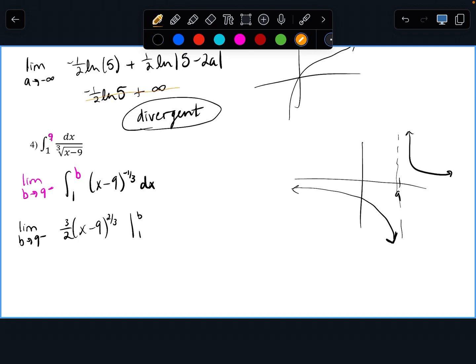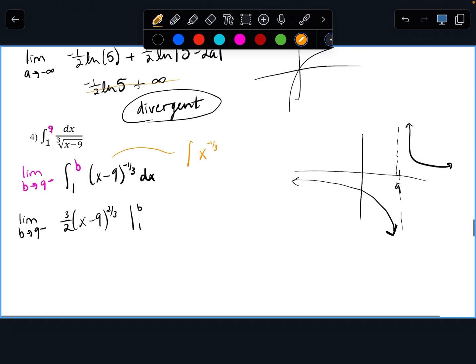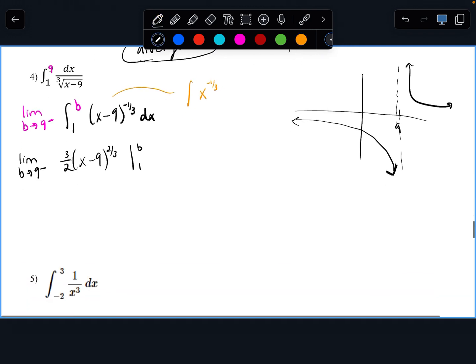Maybe I'll write a little note. It's the same thing as if you were integrating x to the negative 1/3. Or take the derivative of this, you get that back. All right. Then plug it in. b approaches 9 from the left, and it's 3/2 times (b minus 9) to the 2/3, minus 3/2 times, what's that, negative 8 to the 2/3.